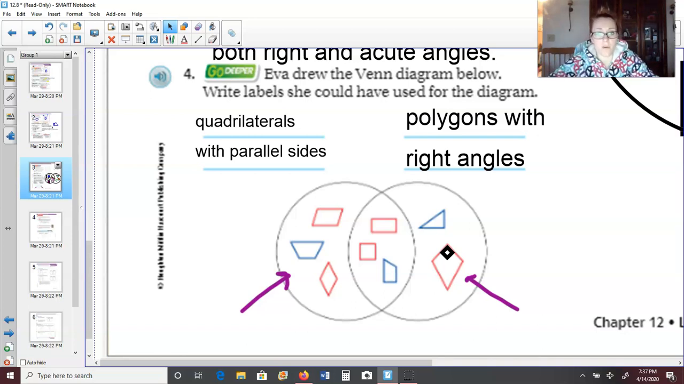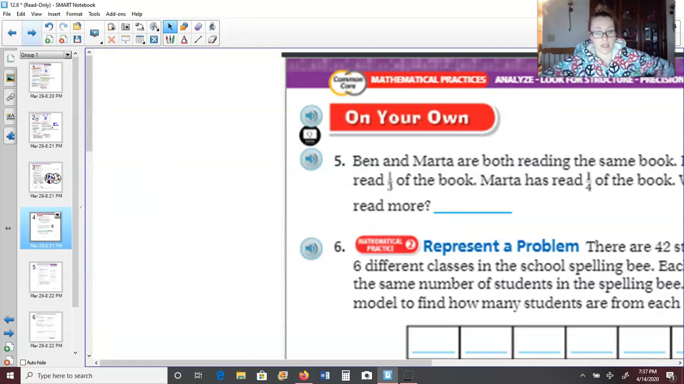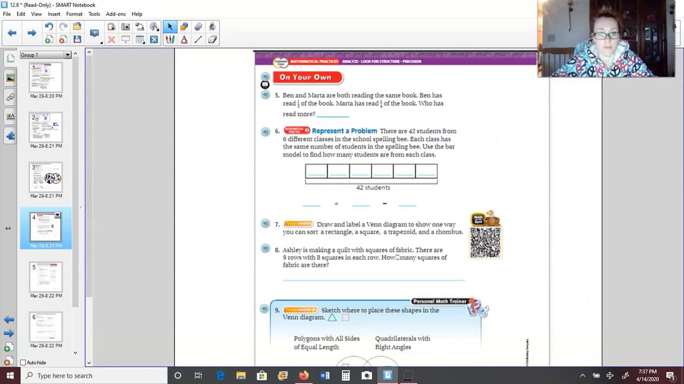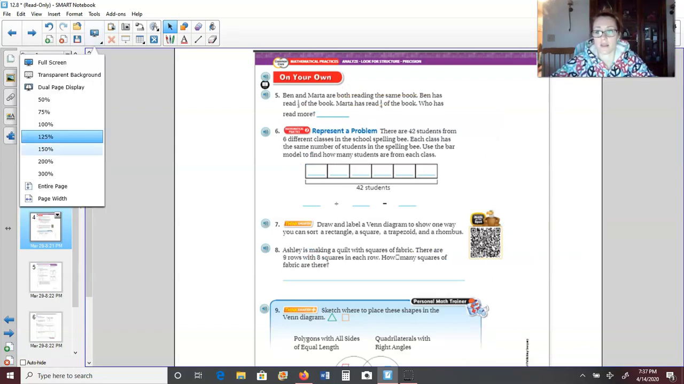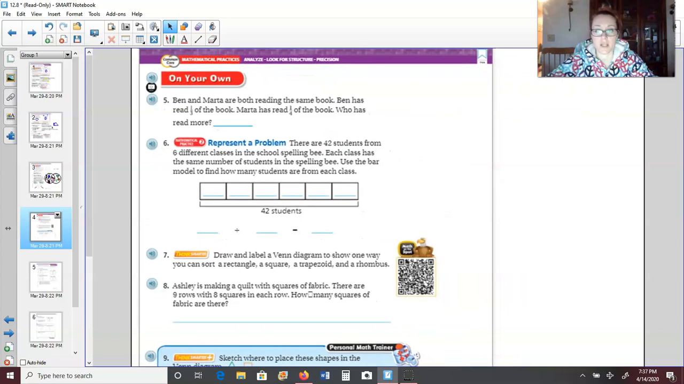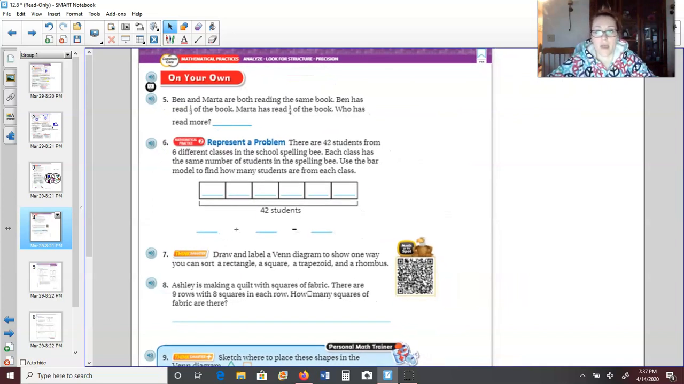All right, so I think we kind of sorted out those polygons and came up with some labels. So moving on here, the on your own section. Let me zoom back out. So it starts to throw in a little bit of some review from some other chapters. So if you take a look at number 5, Ben and Marta are both reading the same book.